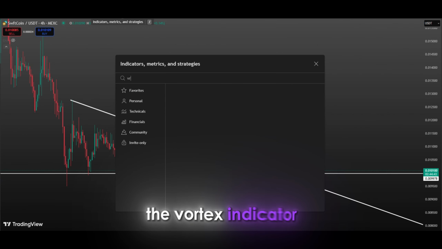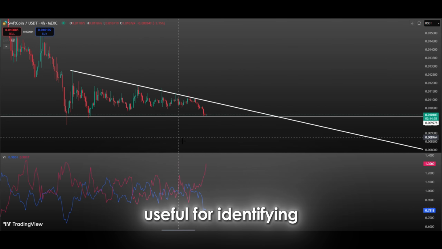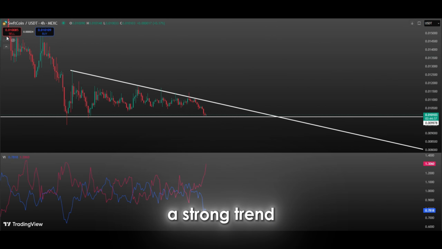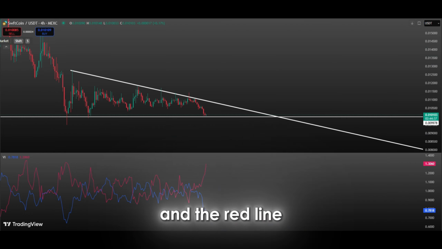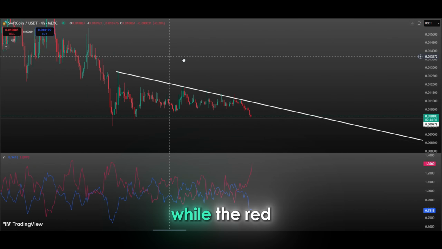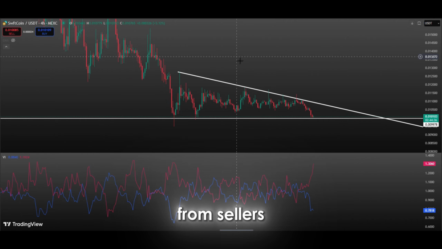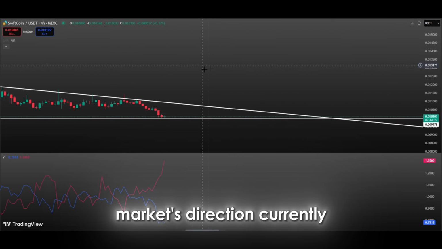The Vortex indicator is an important tool for analyzing market momentum, and it is especially useful for identifying the beginning or end of a strong trend. This indicator consists of two main lines, the blue line and the red line. The blue line shows the pressure from buyers and the strength of demand in the market, while the red line reflects the strength and pressure from sellers. The positioning of these two lines tells us a lot about the market's direction.